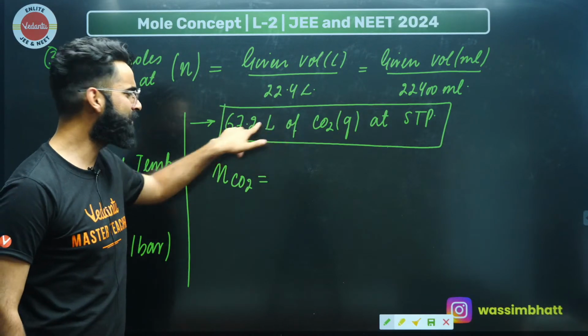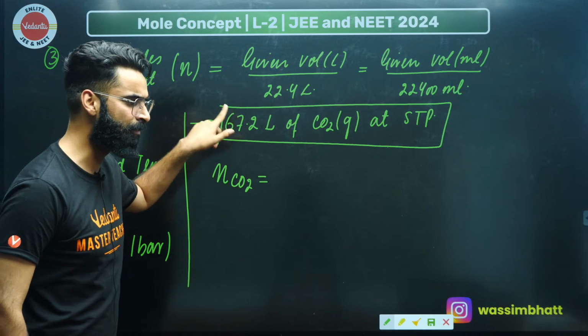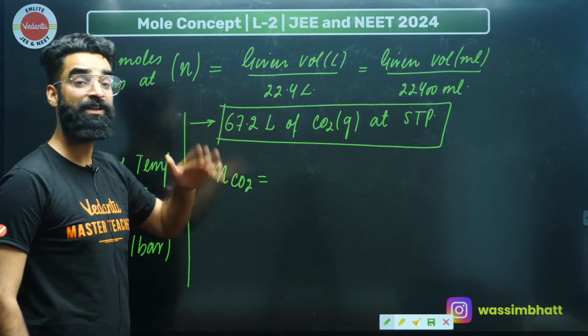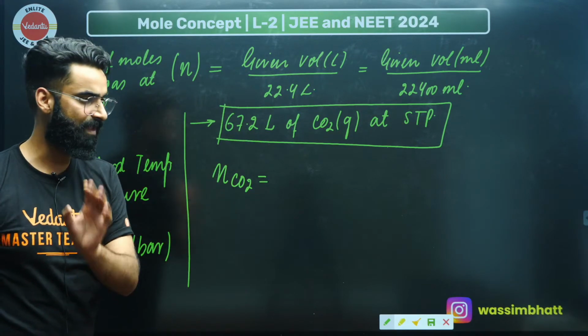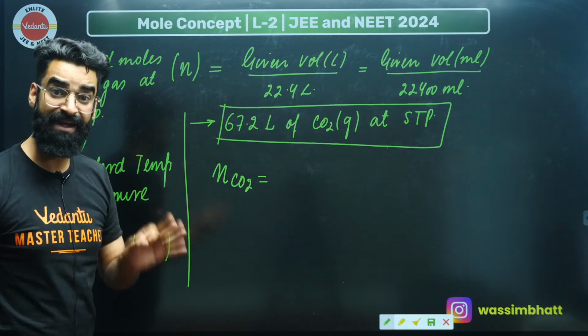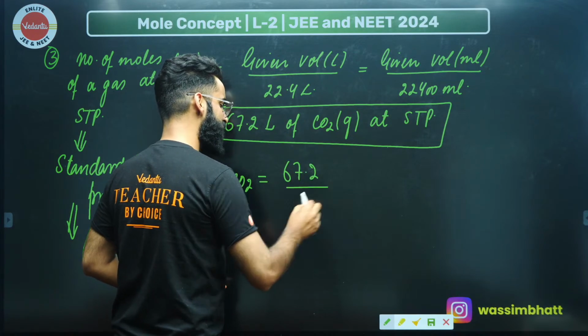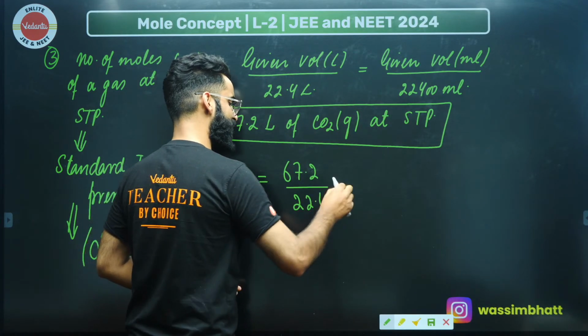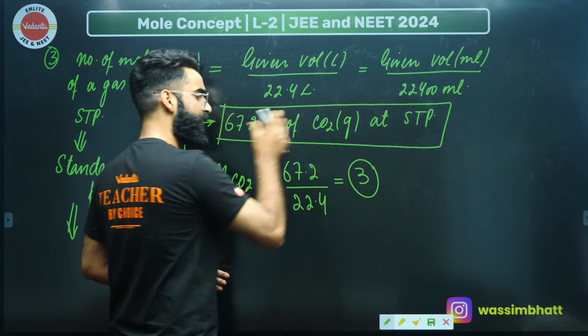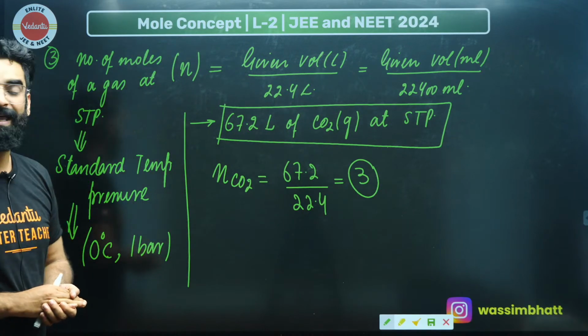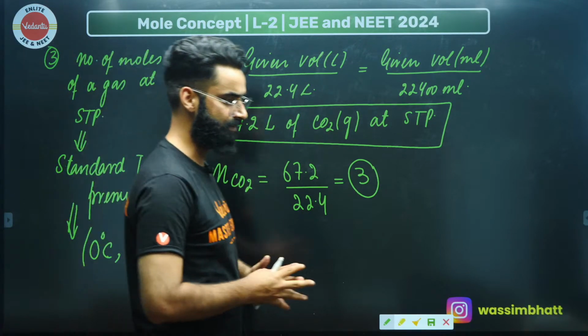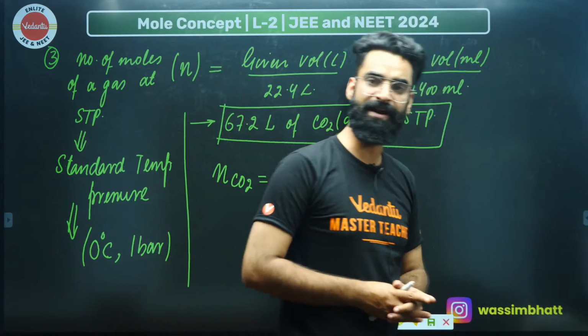Understand? Are we given the mass of carbon dioxide? No. Are we given the number of molecules of carbon dioxide? No. Are we given the volume of carbon dioxide? Yes. We are given the volume of carbon dioxide. And whenever the volume of the gas is given, you just need to divide the given volume of the gas by 22.4 liters. You will be getting the number of moles. So basically there are 3 moles of carbon dioxide gas present in this particular container right now. Perfect, my dear people.